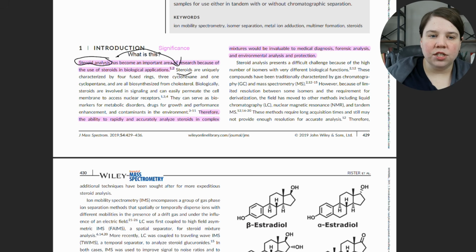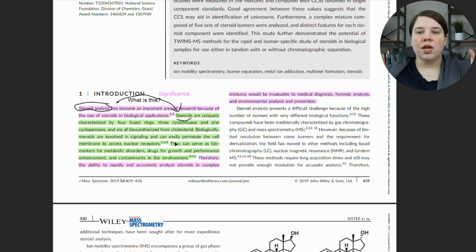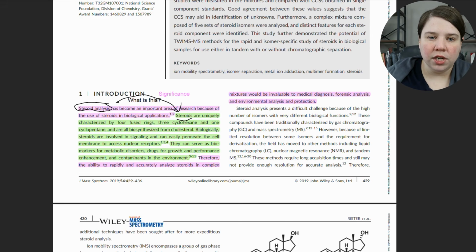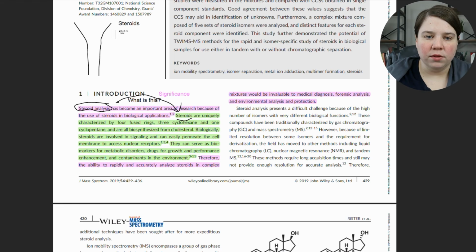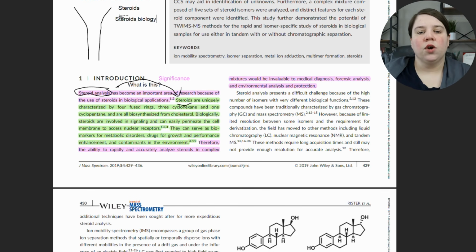So what we're entering into here is actually our background information. So all of this is just background information. Steroids are uniquely characterized. What are they doing biologically? And they can serve as biomarkers. But you can also see how what I'm starting to do is create, even within this one paragraph, a funnel. So I'm wanting my reader to go from just steroids, and then now I'm specifically talking about steroid biology. And so specifically, how are they used, and the fact that they're used as biomarkers.